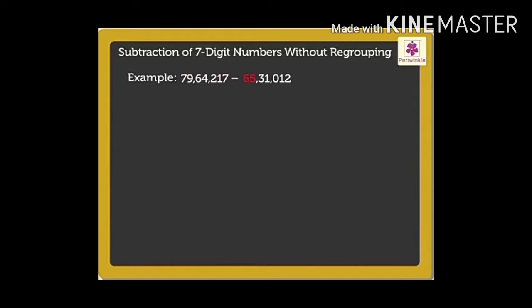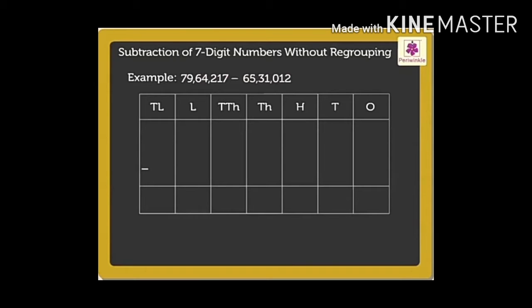79,64,217 minus 65,31,012. We have to write these numbers in the place value chart. Always we have to start from the ones, tens, hundreds, thousands, 10,000s, lakh, finally 10 lakh. First we start from the ones place, next tens, hundreds, thousands towards the left side.